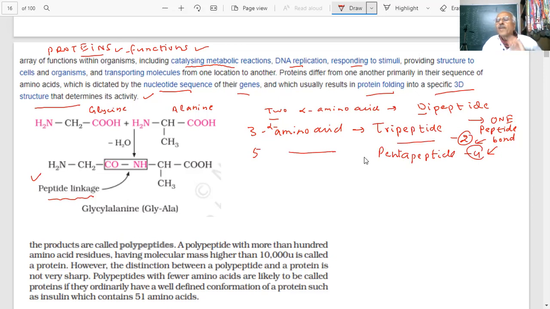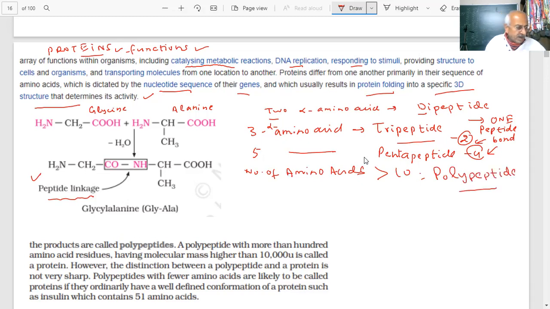There was a question which was asked, how many peptide bonds are there in a pentapeptide, hexapeptide? And when the number of amino acids is more than 10, we call it a polypeptide. So what we are talking of as polypeptide will contain more than 10 units.